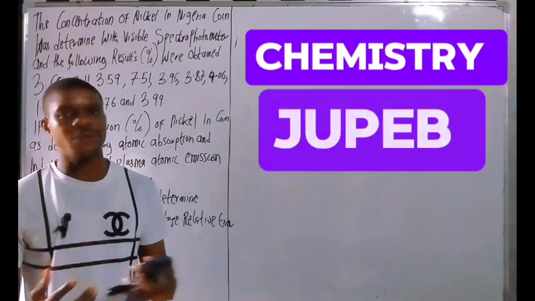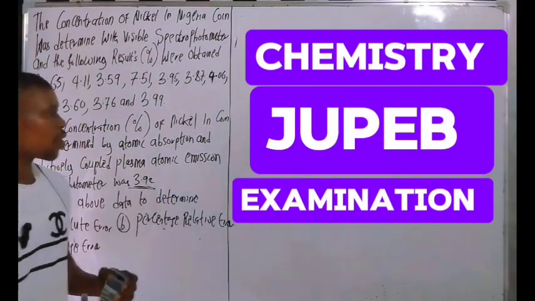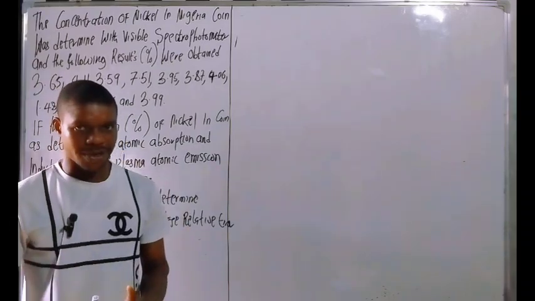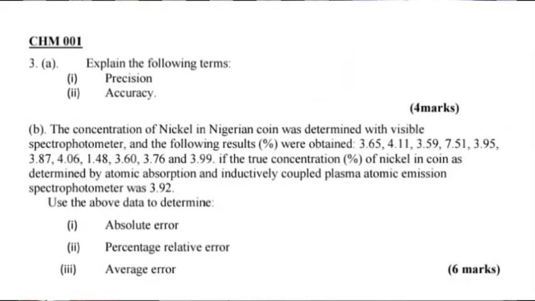If you want to write chemistry in the upcoming JUPEB examination, then you want to pay close attention to this type of question displayed on the board here. Now, this is a typical theory question. The first part of this question asks you what is accuracy and what is precision.